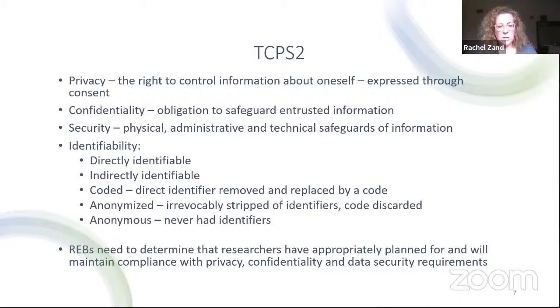Coded information, where direct identifiers are removed and replaced by a code, and there's a master code somewhere else. And you'd be surprised to see how many researchers do not separate their master list from the coded data. So that's something that we always try to remind people, that even if most data are held electronically, the master code should not be in the same folder as the data. Anonymized data, which is irrevocably stripped of identifiers and the code discarded, and anonymous, where the data never had identifiers.